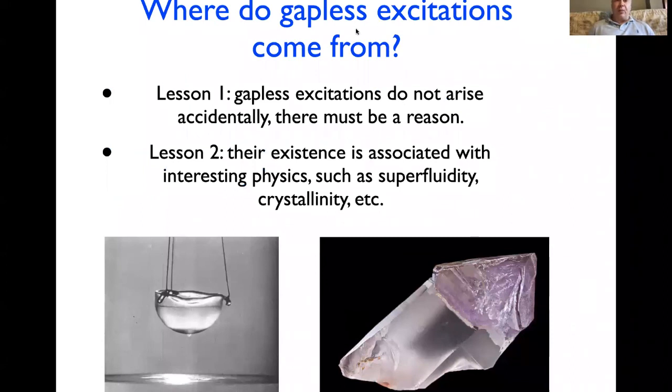Okay, so there are a couple of lessons that we can draw from these two simple examples. Lesson one is that gapless excitations generally do not arise accidentally. There must be a reason. A generic many-body quantum mechanical system is going to have a gap. It's going to have no gapless excitations. And lesson two is that the existence of these gapless excitations is associated with interesting physics, such as superfluidity, crystallinity, et cetera, and this is really the reason why I'm interested in gapless excitations.